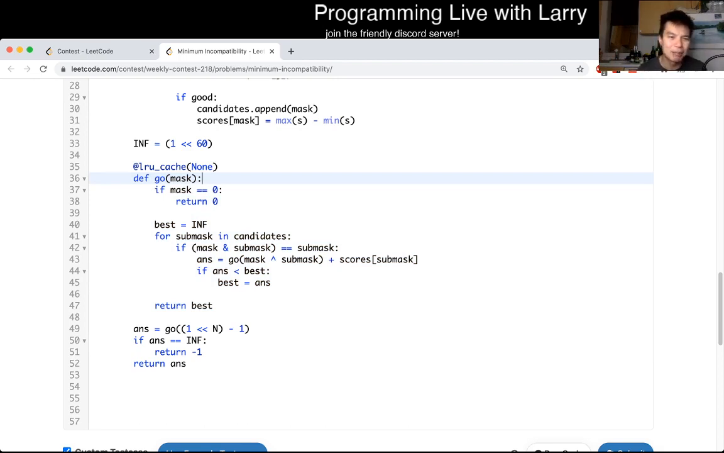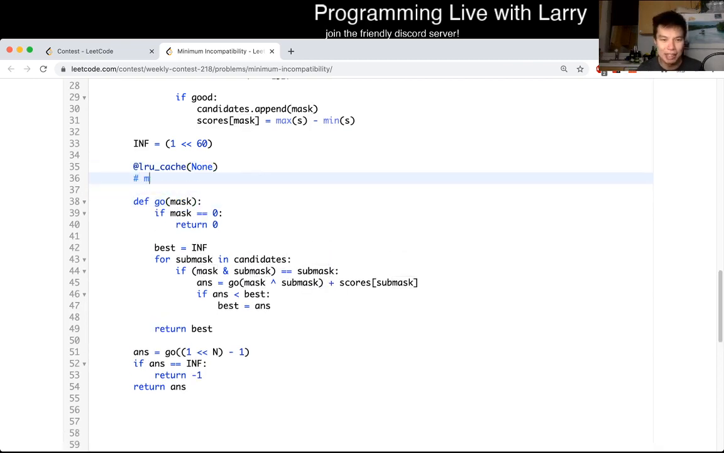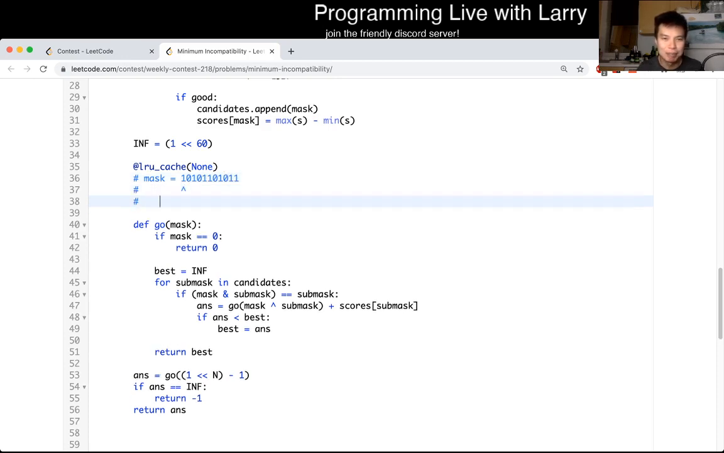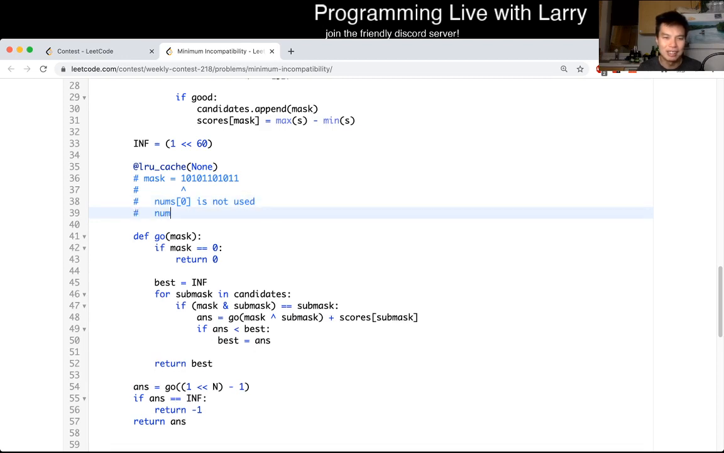I will go over it a little bit, but basically the bit mask here is just to denote, the mask is going to be some binary number. This is a random string, and a 1 in a digit means that nums sub 0 is, in my case, not used yet. But you could choose whichever notation you like, because it is equal to 0, right?